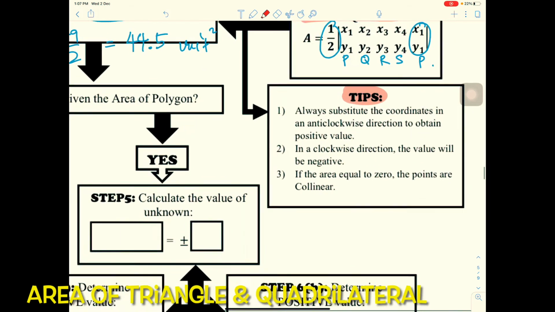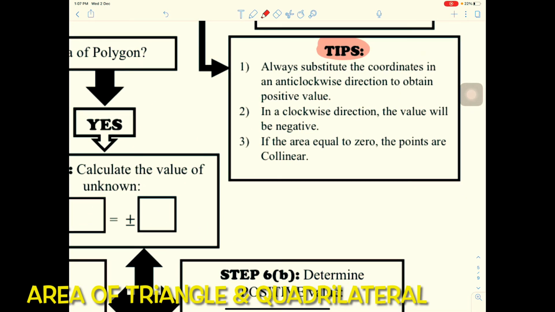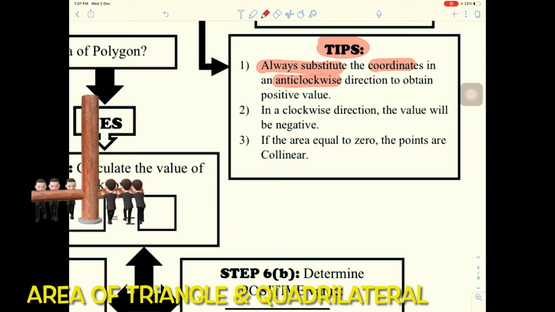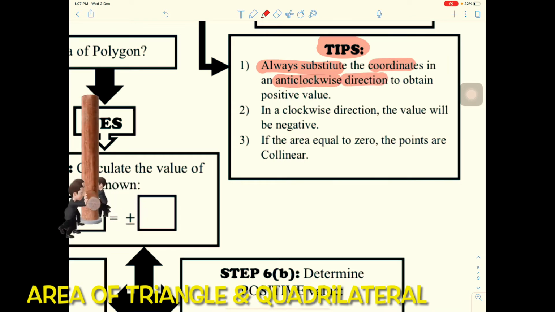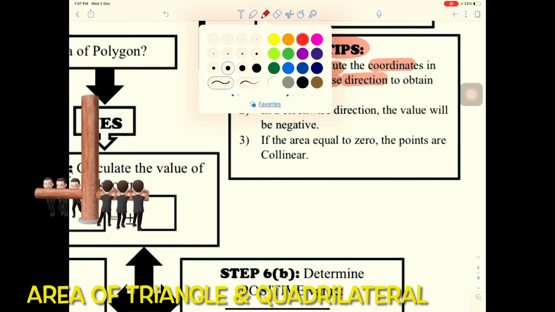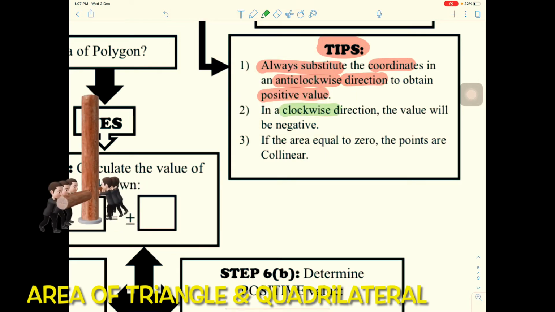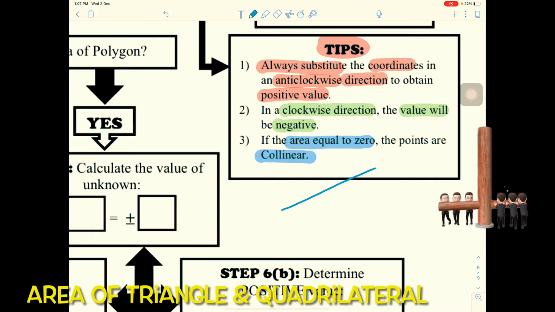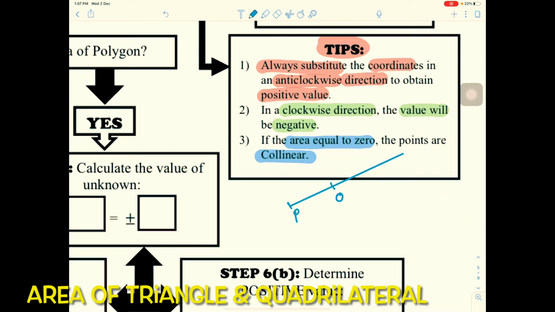There are tips here that we can learn. Always substitute the coordinates in an anti-clockwise direction to obtain a positive value. The second one, in a clockwise direction, the value will be negative. And if the area equals 0, the points are collinear. What is the meaning of collinear? Straight line. For example, this is points P, Q and R. If it equals 0, the points are collinear.